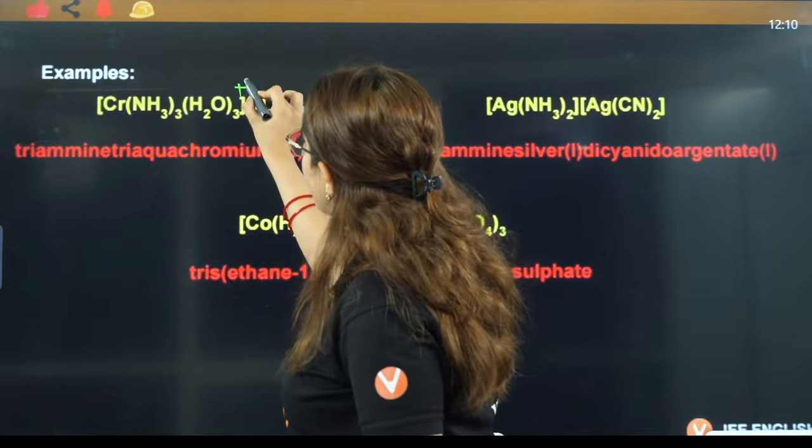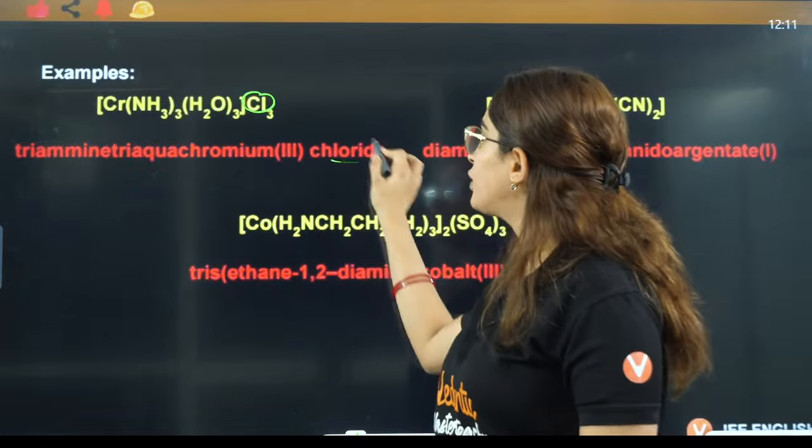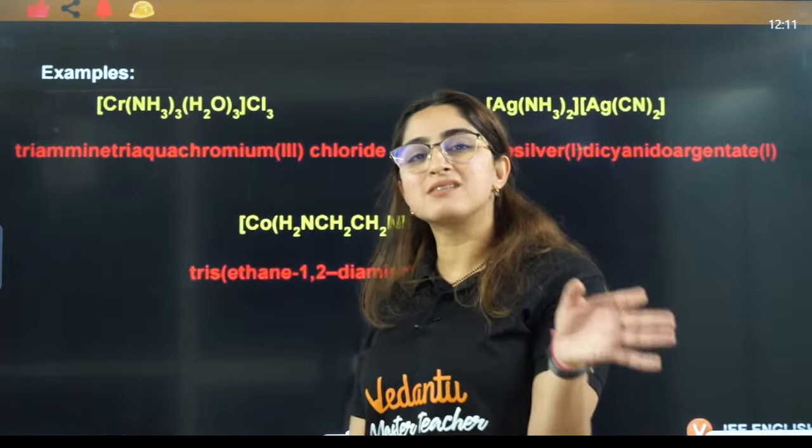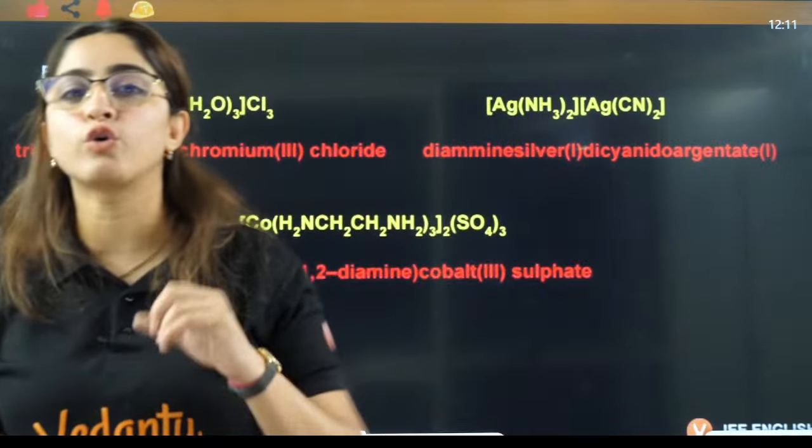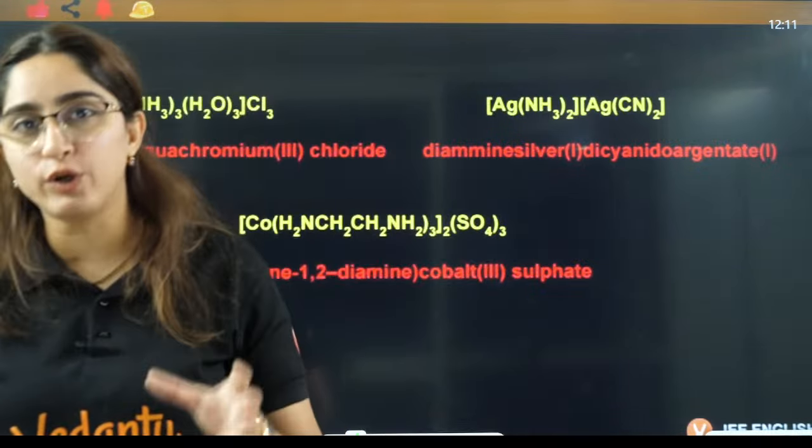Right, counter ion, you will not write di or tri, you will simply write the name of the cation or anion. This is chloride, so simply write chloride. Chlorine as a ligand, we write it as chlorido, but as a counter ion, it is chloride only. Okay? Then let's talk about this one.